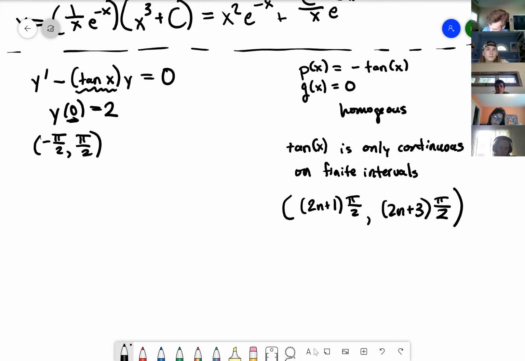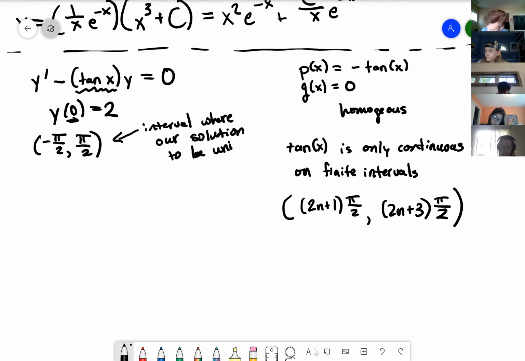Okay, so this is the interval where we expect our solution to exist, to be unique. Here we go. So let's try to solve this thing. Well, we already know what y should be in this case. We don't need to say y star because this is a homogeneous equation, so this is the solution. The y is equal to e to the integral of tangent x dx.